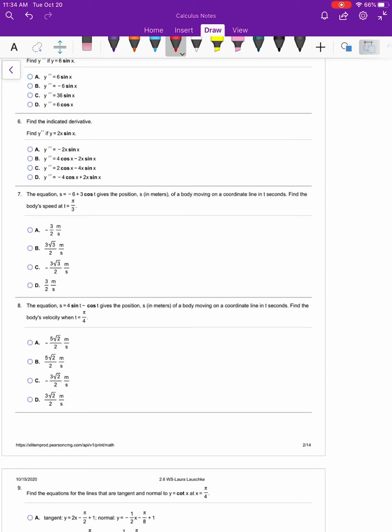The equation S equals negative 6 plus 3 cosine t gives the position s in meters of a body moving on a coordinate line in t seconds. Find the body's speed at t equals pi over 3. So if you have position, the velocity is the derivative. The derivative of -6 is 0, and then plus 3 times the derivative of cosine, which is negative sine. So your velocity is -3 sine t. Your velocity at pi over 3 is -3 sine pi over 3.